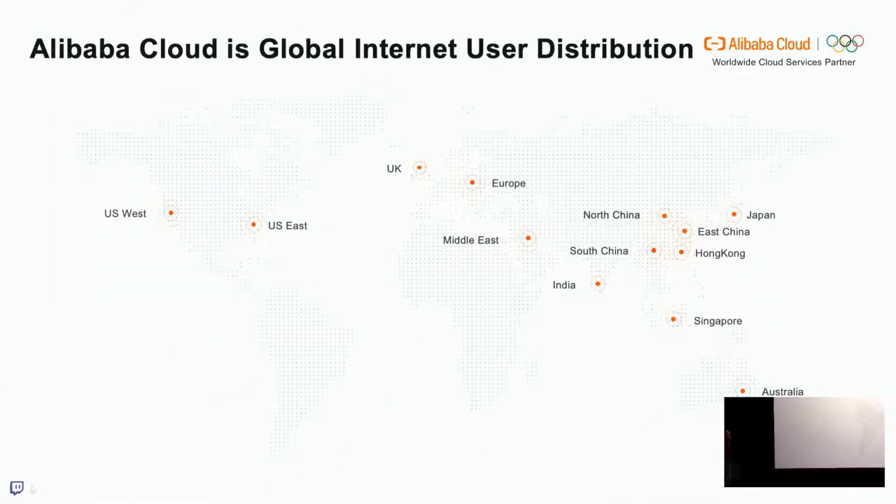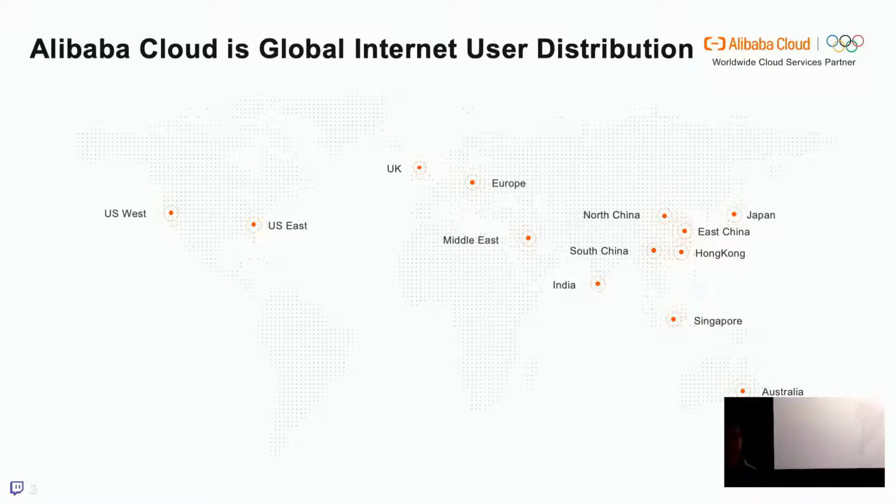Okay, finally, I think someone is very interested in Alibaba Cloud. We finally touched on what Alibaba Cloud is. Alibaba Cloud, global internet user distribution. Those are some of our data centers, not all of them. I missed a few, I think. We have tons of data centers in China, obviously. We have one in Dubai, one in Germany, one in the UK, the US has two. Australia has one, Singapore, India. We have Indonesia, and some other data centers.